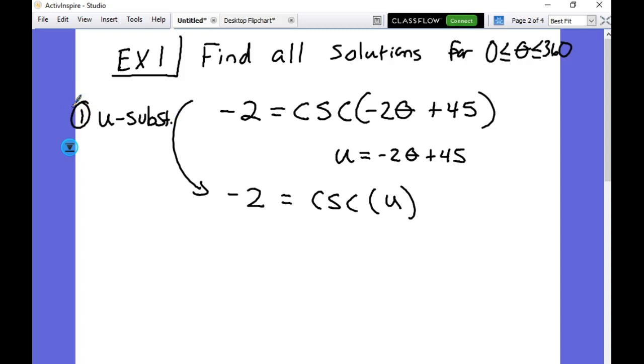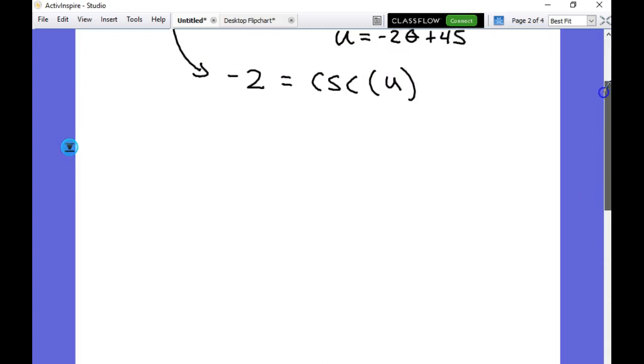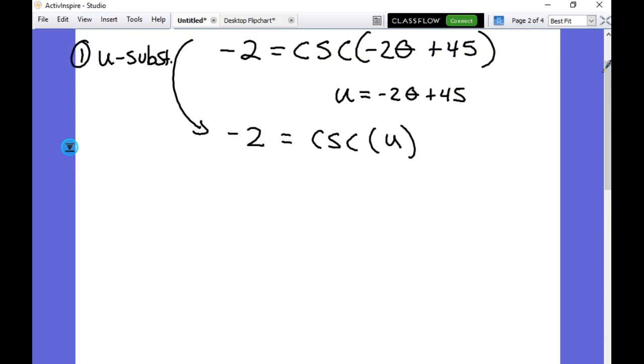Now that we've done that, we're going to solve it the way we always have. I'm going to let you go ahead and solve that really quick. Find out what U is. We're going to solve for U now. Go ahead and solve for U. I lost it. Bring it back. What we're going to do is make a reciprocal.